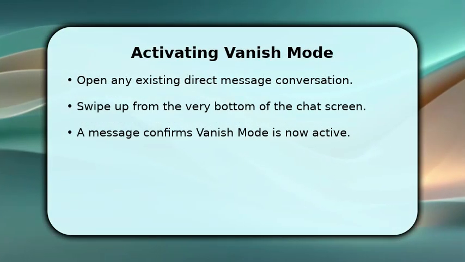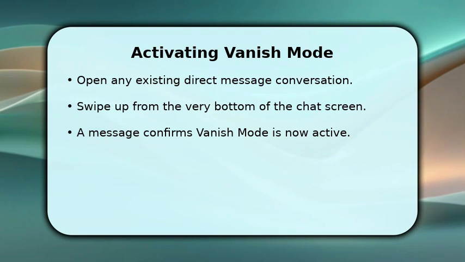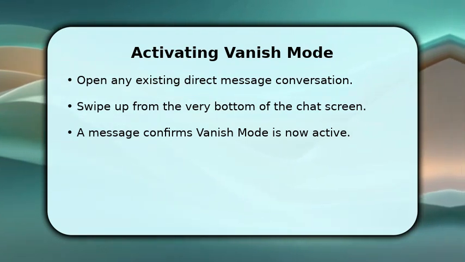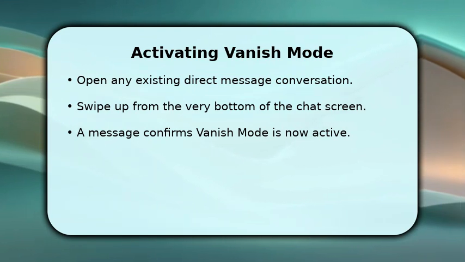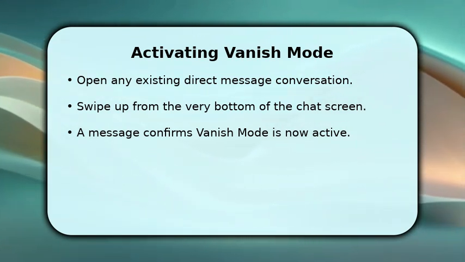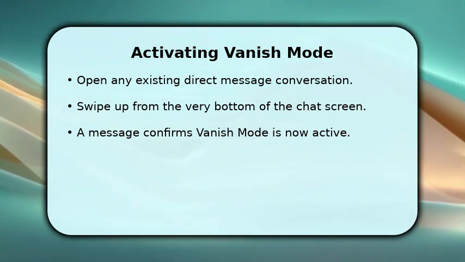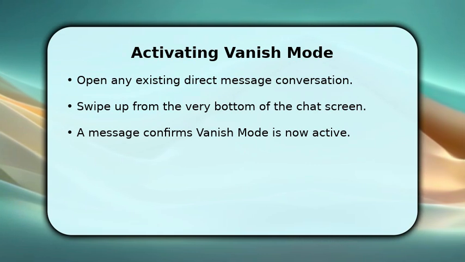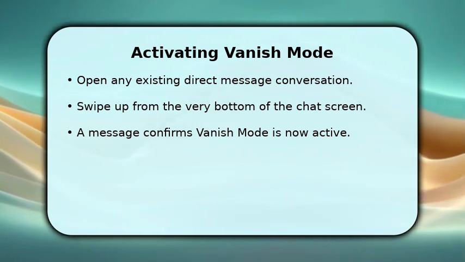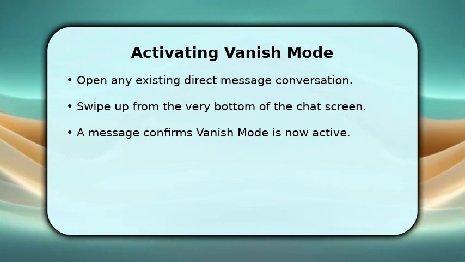To begin, open any existing direct message conversation on Instagram. Once inside the chat, simply swipe up from the very bottom of your screen. You'll see a confirmation message that Vanish Mode is now active, and the chat background will change to a darker theme, clearly indicating you're in this special, temporary mode.